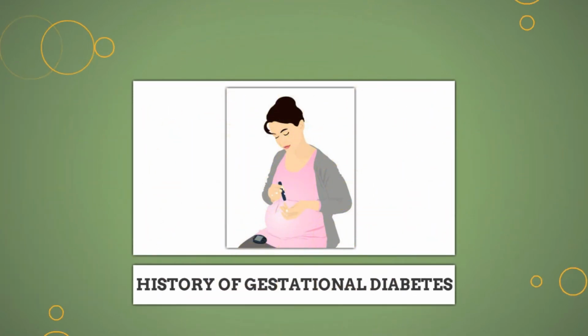History of gestational diabetes. If you develop diabetes during pregnancy, known as gestational diabetes, then you are at an increased risk for type 2 diabetes. Also, giving birth to a baby weighing more than 9 pounds increases your risk of type 2 diabetes. This is a modifiable risk factor, and you can decrease your risk by leading an active lifestyle and maintaining a healthy body weight.